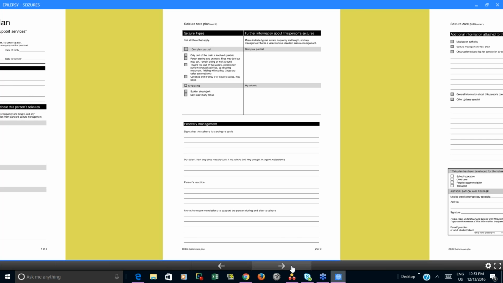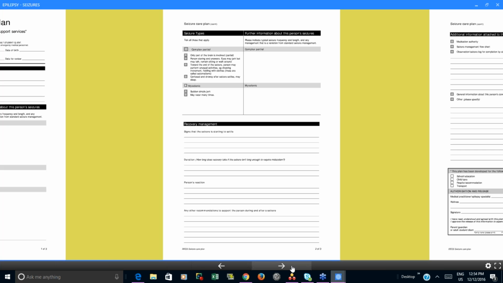Going on from this particular seizure care plan also describes a complex partial and what that might look like. There'll be a section that talks about recovery management. So that's signs that the seizure is starting to settle. So how do you know that that person is coming out of that seizure? Duration, how long does your recovery usually take afterwards? You might find that they sleep for a number of hours or they recover very quickly.